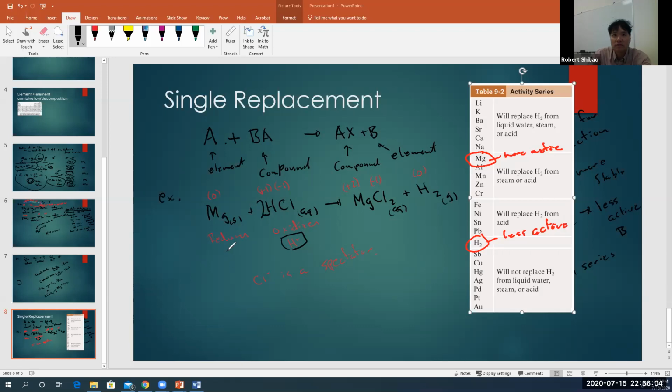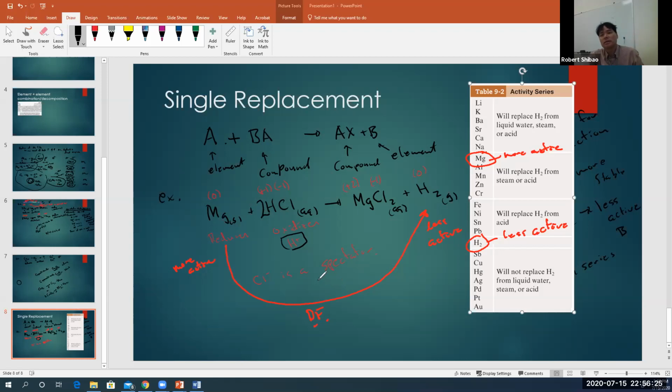And so the driving force for this is we're going from a more active element to a less active element. The products are more stable. So this is more active, and this is less active. This is what we call driving force, and so we expect this reaction to occur.